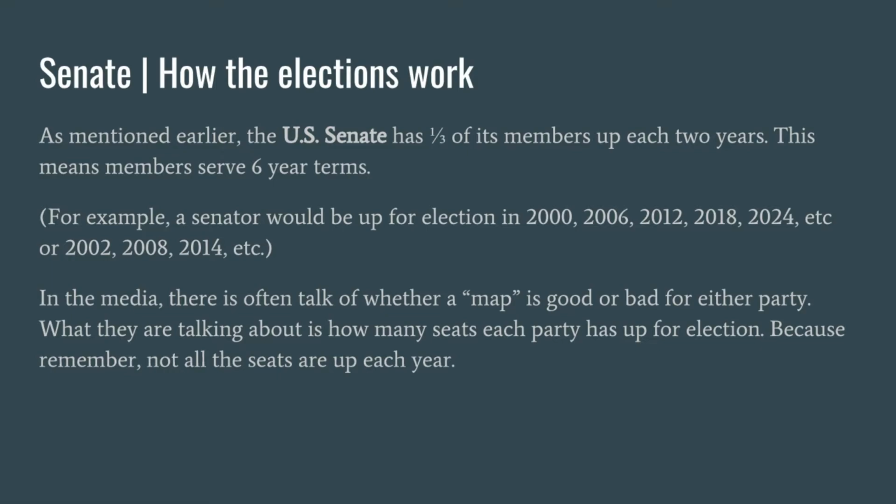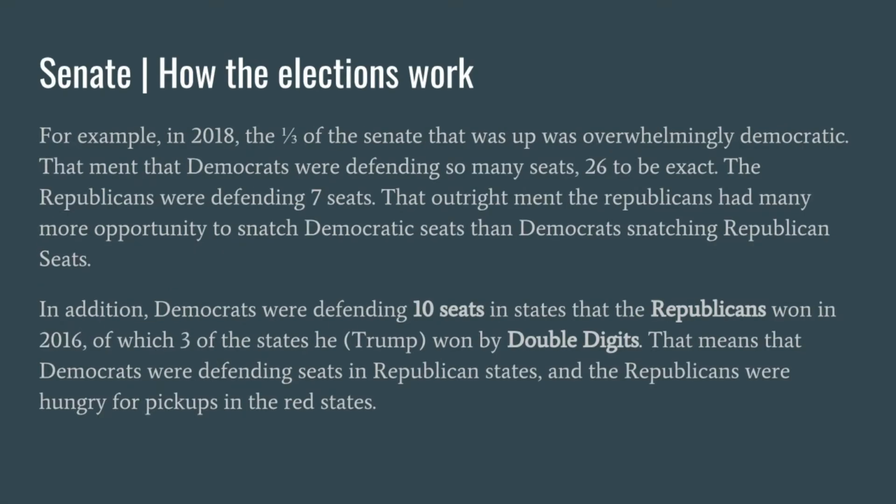And in the media, there's a lot of talk whether a map is good or bad for either party. Now, you might be confused about that, but what they're talking about is how many seats each party has up for election, because sometimes it's not very fair to one party or the other. For example, in 2018, the 1/3 of the Senate that was up was overwhelmingly Democratic. That means that Democrats were defending so many seats, and Republicans had so many opportunities to snatch Democratic seats, whereas Democrats didn't have many opportunities to snatch Republican seats.